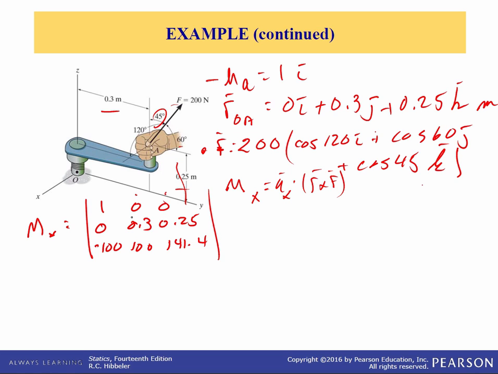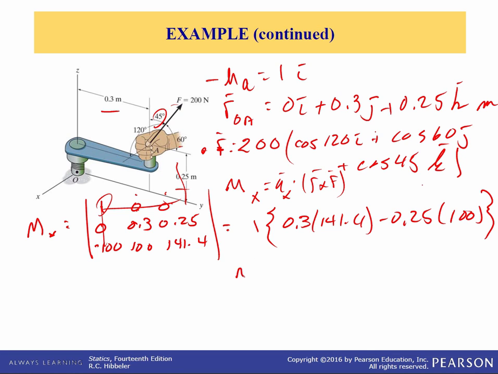Since the j and k components of the unit vector are 0, we only need to cross out the first column and row in this case. So that is equal to 1, this 1, times, and then we're left with this little determinant, 0.3 times 141.4 minus 0.25 times 100. So M sub x comes out to be 17.4 Newton meters. And since it's positive, it's counterclockwise.